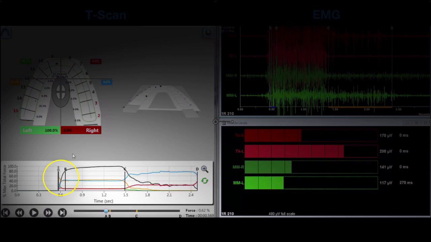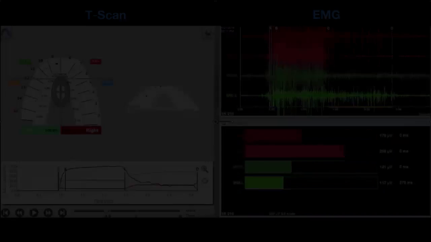Time from A to B, occlusion time, OT. The amount of time the patient clenches together, B to C. Disclusion time, the amount of time it takes for posteriors to disengage and anteriors to engage, C to D.